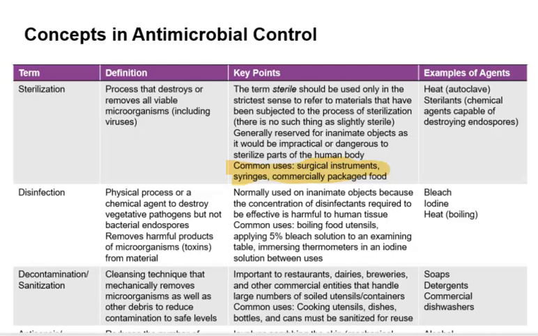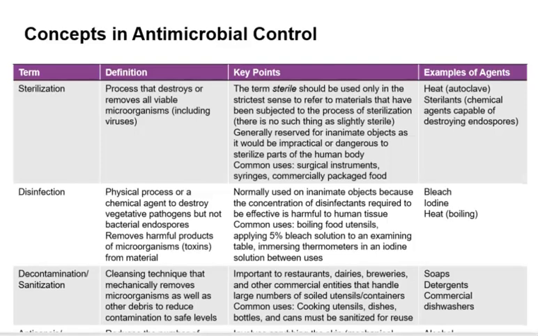Under disinfection, once again, inanimate objects are used for this. It talks about using bleach solutions as an example, and using iodine, immersing thermometers in iodine solutions between uses. They're giving examples of the agents that would be used for disinfection or sterilization, and we'll talk about each of these agents as we go through this chapter. And decontamination and sanitization, we said, are important to restaurants, dairies, industries, and things like that. There should be antisepsis, too, but it's cut off in this view, and we already mentioned that.